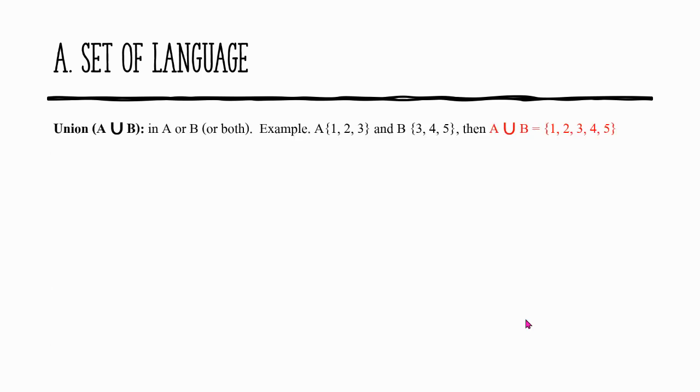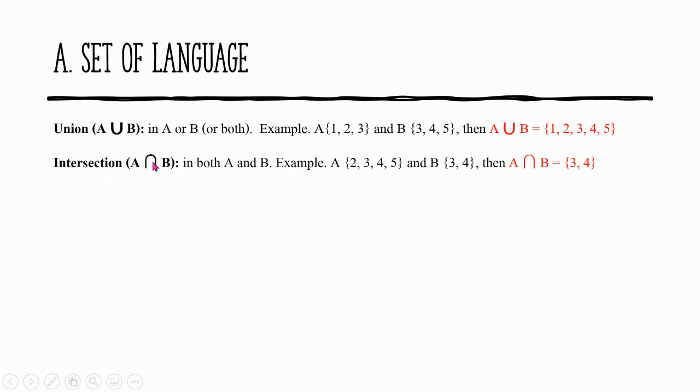Next, we have union. Union is this symbol. Let's use sets A and B, in A or B or both. For example, let's say set A is 1, 2, 3 and B is 3, 4, 5. The union is the combination of all the elements of both A and B. So A union B contains all the elements of A and all the elements of set B, that is 1, 2, 3, 4, 5, where 3 is common to both.